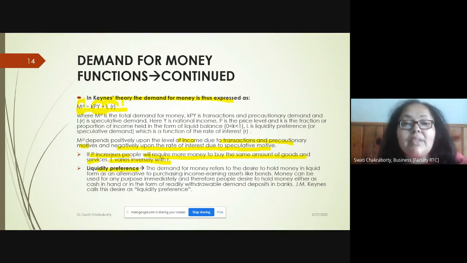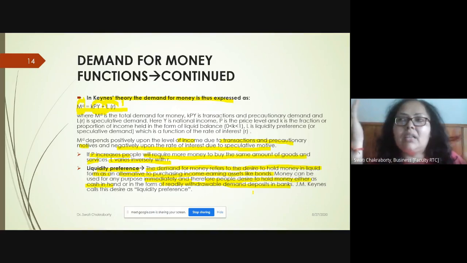What is liquidity preference? The demand for money refers to the desire to hold money in liquid form, as an alternative to purchasing income-earning assets like bonds. It's your preference to hold money and not the other sort of assets which give you some interest, that is bonds. Money can be used for any purpose immediately, and therefore people prefer to hold money either as cash in hand or in readily withdrawable demand deposits in banks, that is a savings account or current account where you can withdraw.